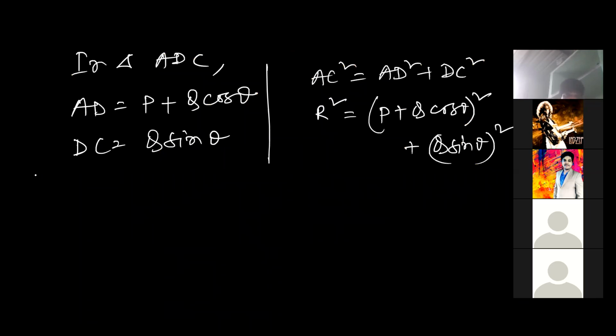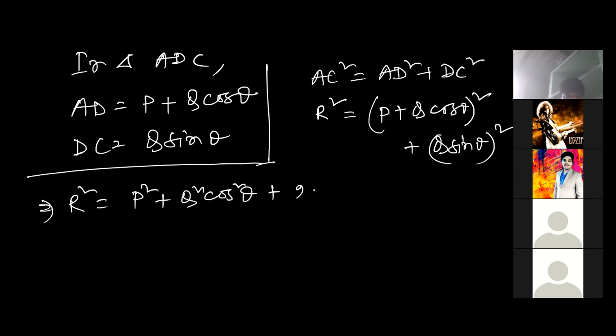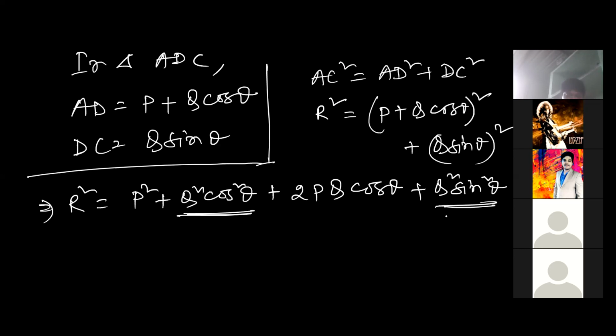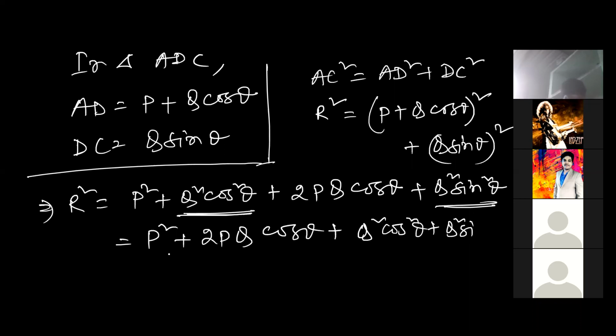So I'm just writing down the total expression here because I will get more space. So R square is equal to the (A plus B) whole square formula. That is P square plus Q square cos square theta plus 2PQ cos theta plus Q sine theta whole square. That means Q square sine square theta. Now if Q square cos square theta and Q square sine square theta are added, then what I will get? P square plus 2PQ cos theta, then I am adding Q square cos square theta plus Q square sine square theta, right?